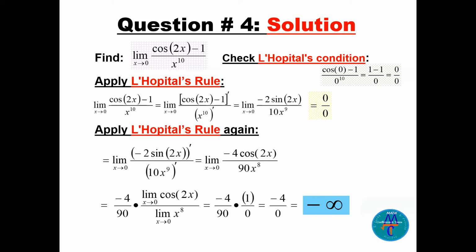Now let's rearrange this. Minus 4, you can see that here, minus 4 over 90, that's a constant there. Limit of this function cosine of 2x as x goes to 0, and we have a limit of x to the power 8 as x goes to 0. The cosine of 0 will be 1, so minus 4 times 1 is minus 4, and the limit of x to the power 8 as x goes to 0 will be 0, so 90 times 0 is 0. So the final answer is minus 4 divided by 0, which is undefined, so the limit is minus infinity.